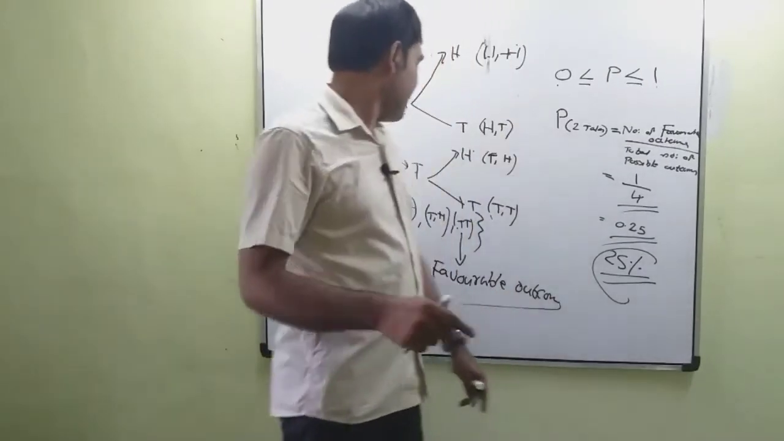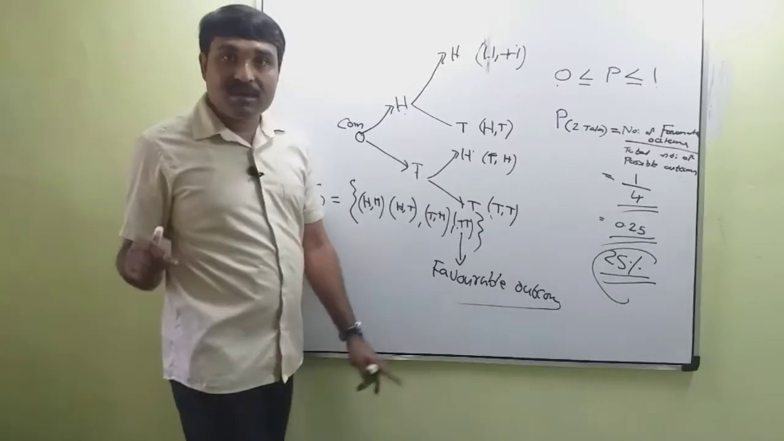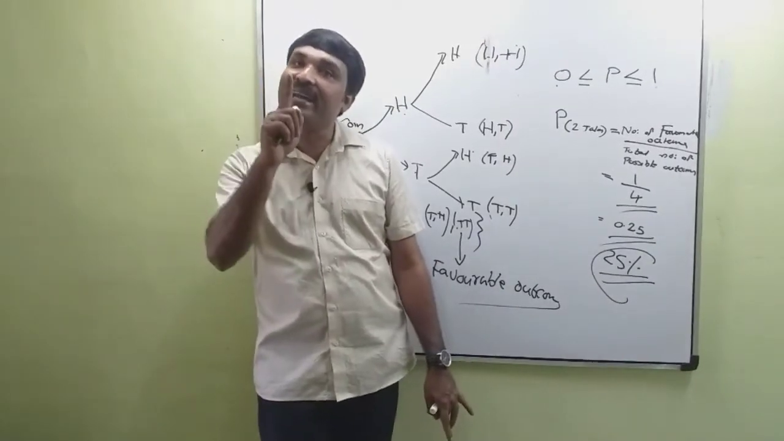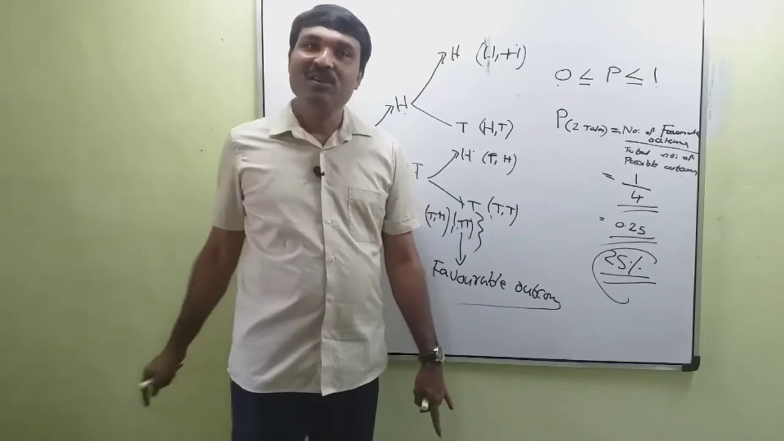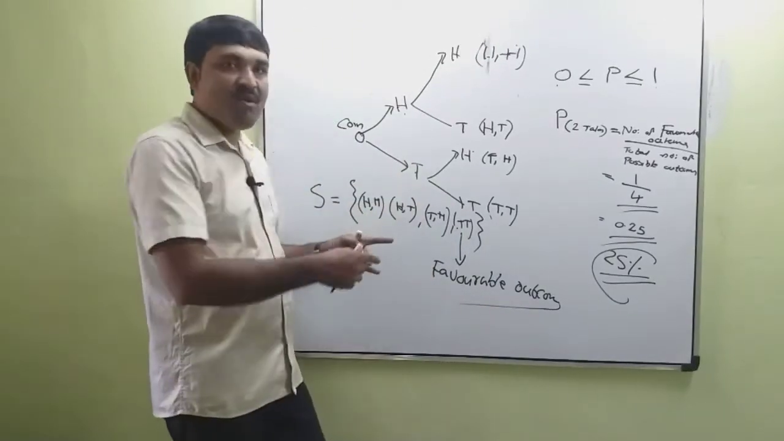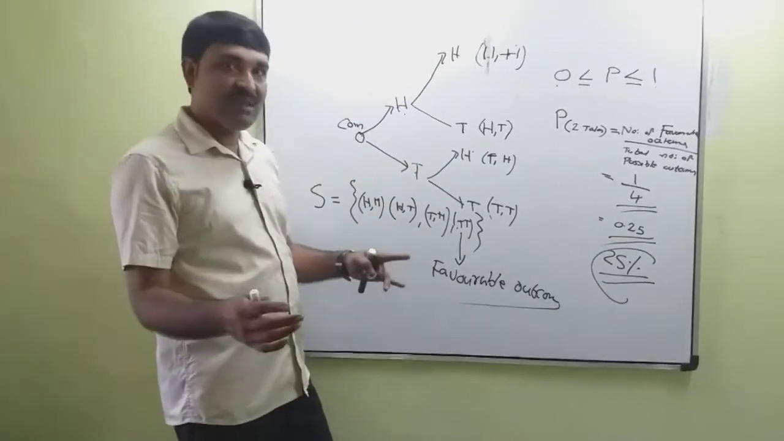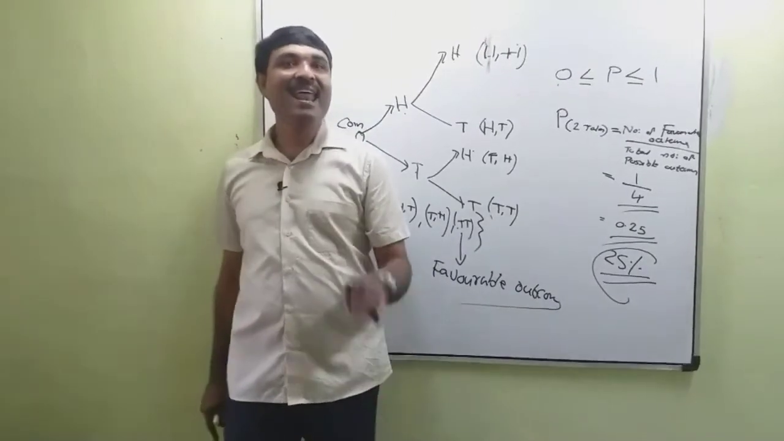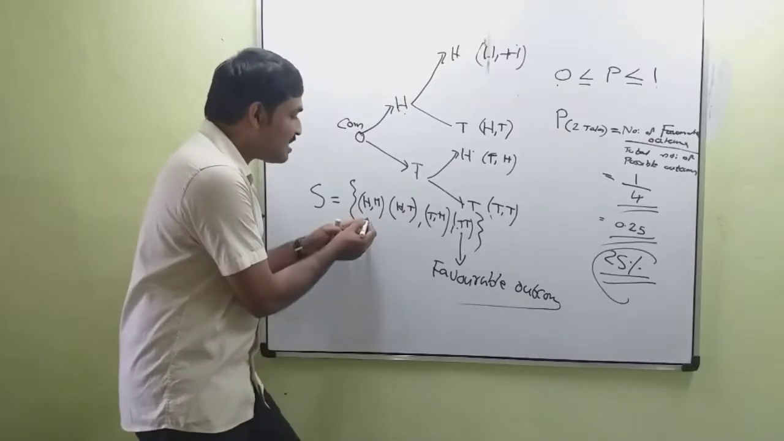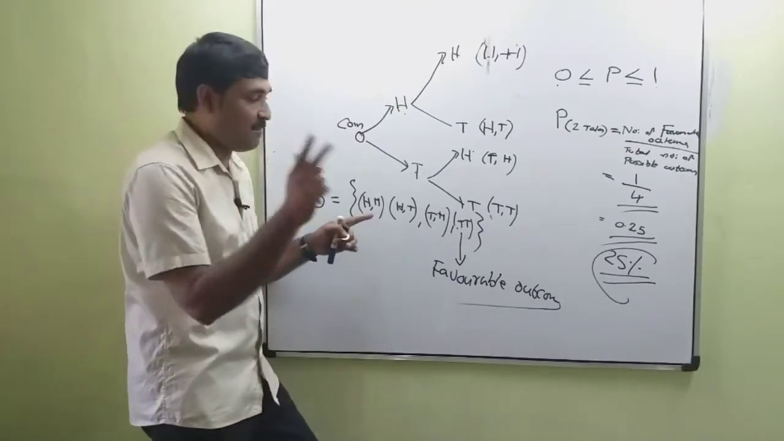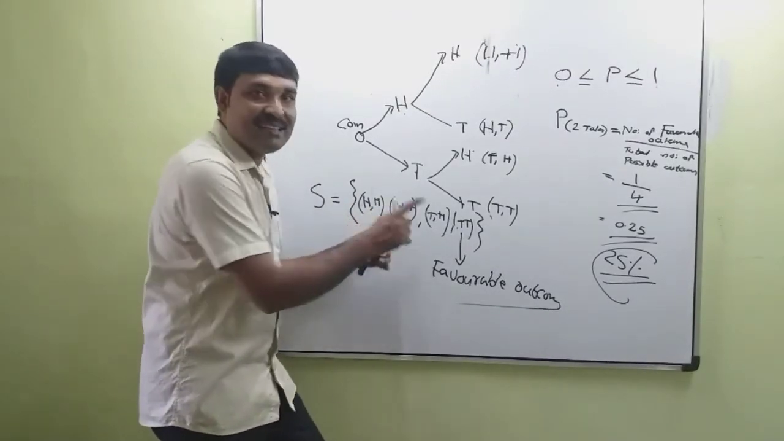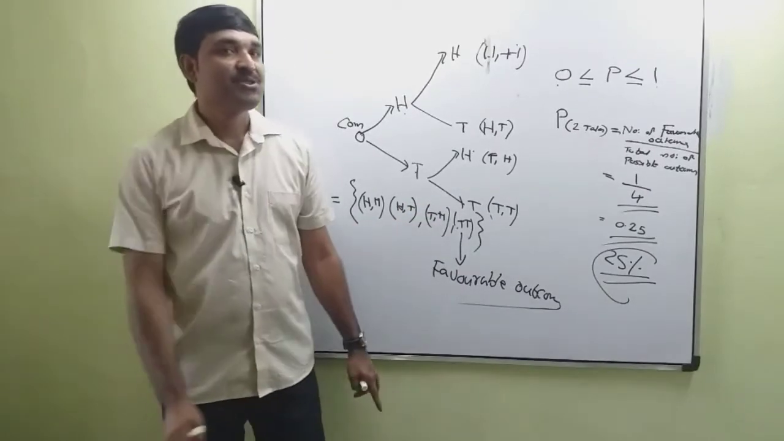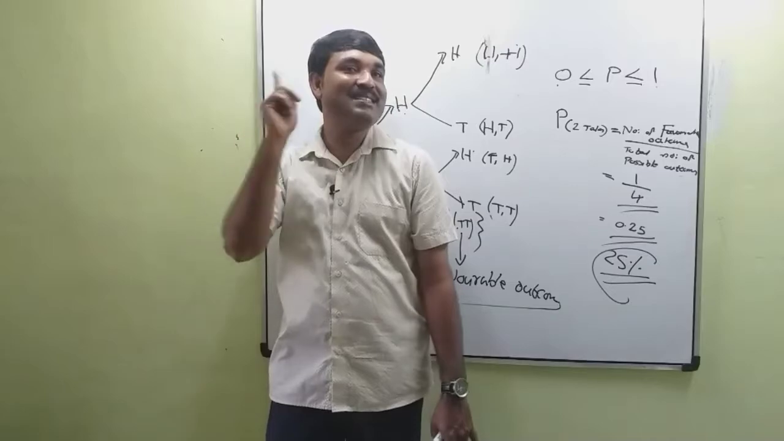Now, suppose I want the probability of getting one head and one tail. Now I am looking at the sample space. What are the favorable outcomes? A favorable outcome means an outcome favoring one head and one tail. This is two heads, that is not favoring. One head and one tail, that is favoring. One tail and one head, that is also favoring. So the number of favorable outcomes is 2.